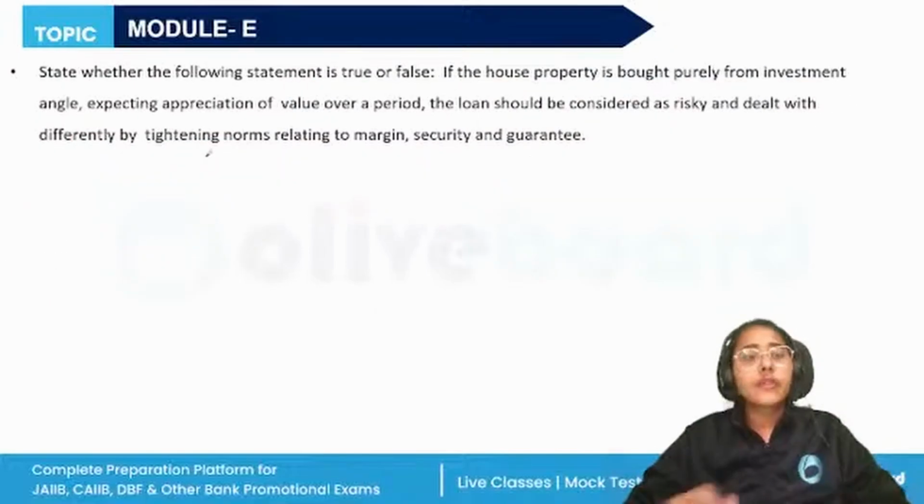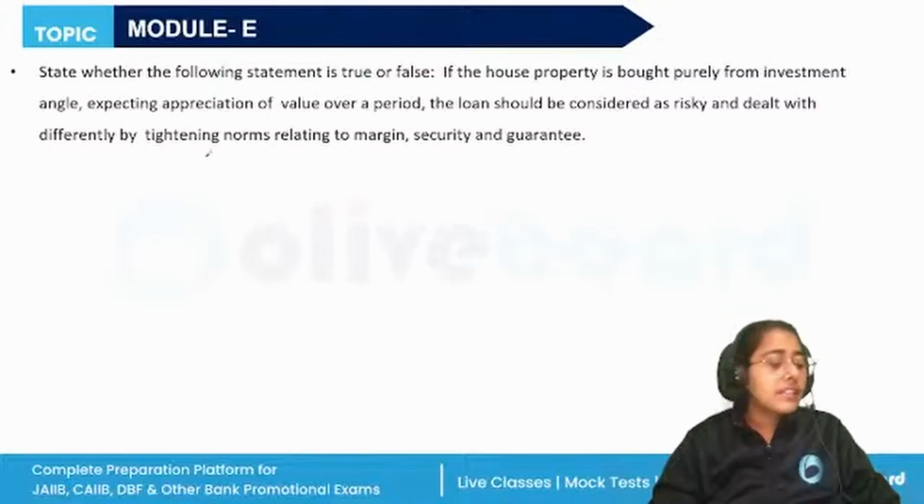All right, next question. State whether the following statement is true or false. If the house property is bought purely from an investment angle, expecting appreciation of value over a period, the loan should be considered risky and dealt with differently by tightening norms relating to margin, security, and guarantee. Is this statement correct or not?